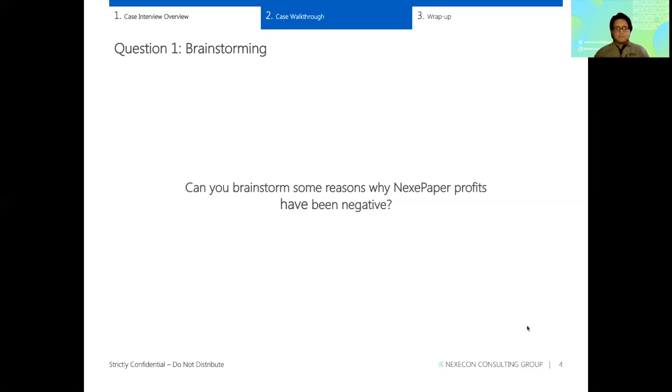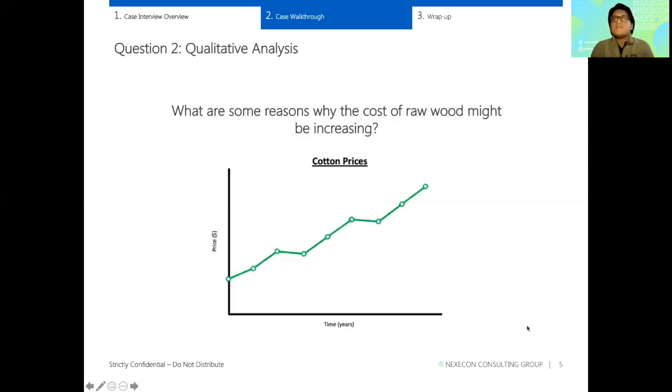So after doing some research, our team's hypothesis is that the cost of raw wood to make wood pulp is increasing, which is ultimately making our paper more expensive overall. So looking at this exhibit that we have here, can you think of some reasons why the cost of raw wood might be increasing? Yeah, absolutely.